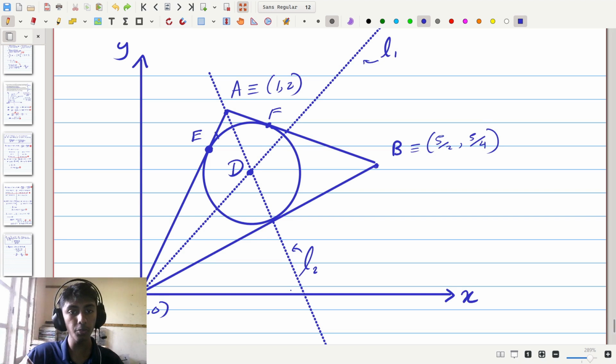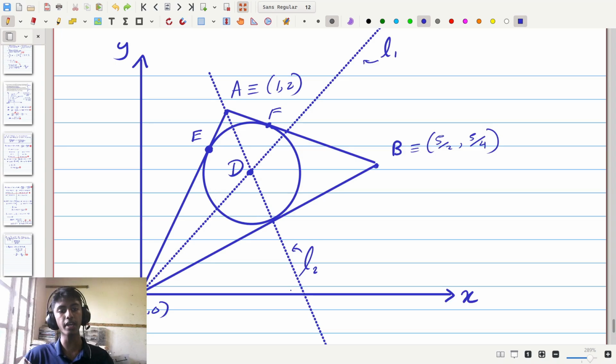So now we have these points E, F and the center point D. An important thing that you need to note is that this center point D is the intersection of 2 of the angle bisectors of a triangle. And as we know, all 3 angle bisectors of the triangle will pass through the same central point, and that central point is going to be the center of the incircle of that triangle.